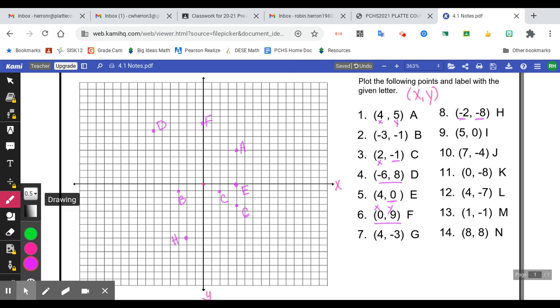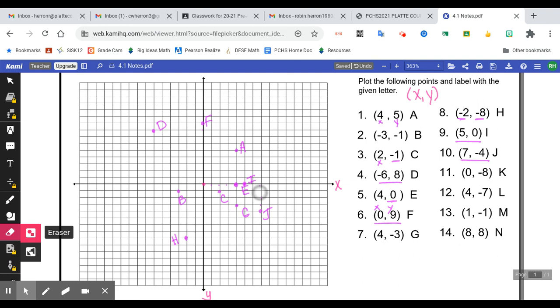Okay, then letter I. Letter I would give us 5, 0. So again, 5, 1, 2, 3, 4, 5 on the X, and then we don't go up or down because it's a 0. So here's this one, and this is letter I. Then we have letter J, last one together. So 7, -4. So 1, 2, 3, 4, 5, 6, 7. And I'm going to drop 4. 1, 2, 3, 4. And this will be letter J.